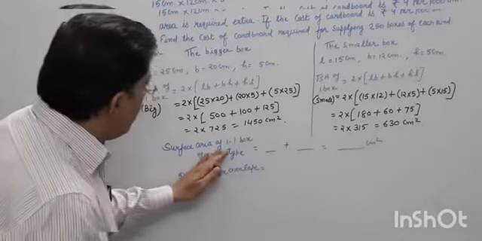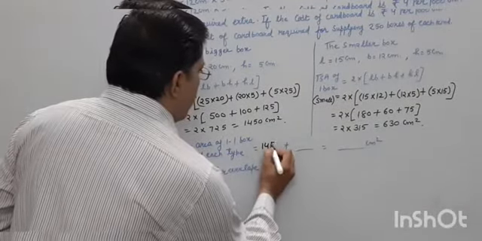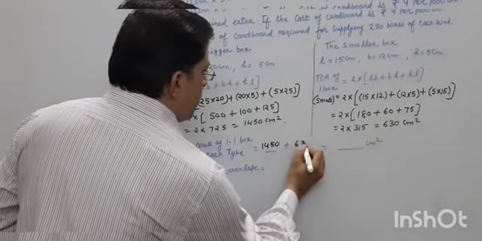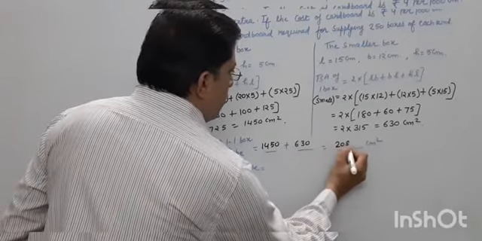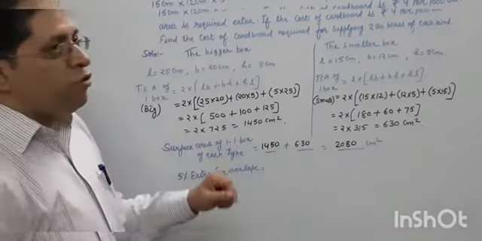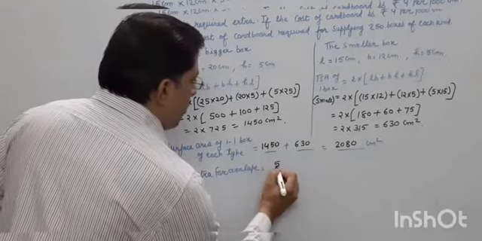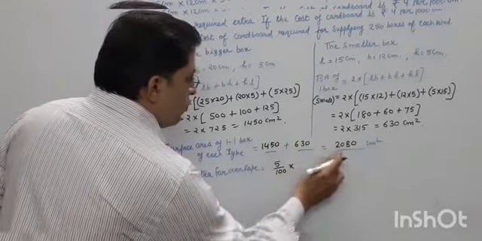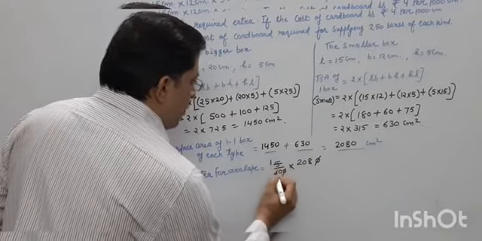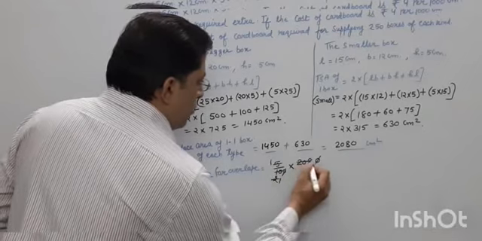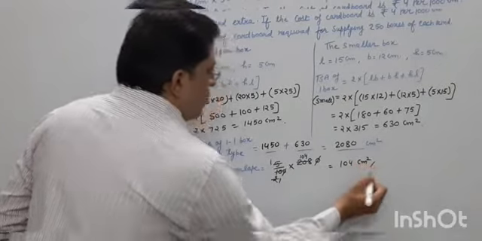Then surface area of one box of each type. One box is 1450, another one is 630. 1450 plus 630, this will be 2080. And what is given in the question? 5% extra for overlapping. So 5% means 5 upon 100 into 2080. 0 to 0 cut. 5 1s are 5, 5 2s are 10. This will be 104. So 104 centimeter square this is.